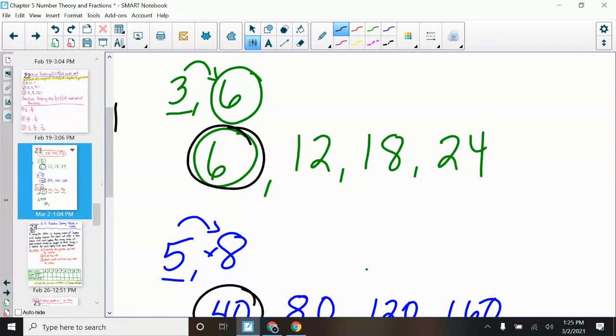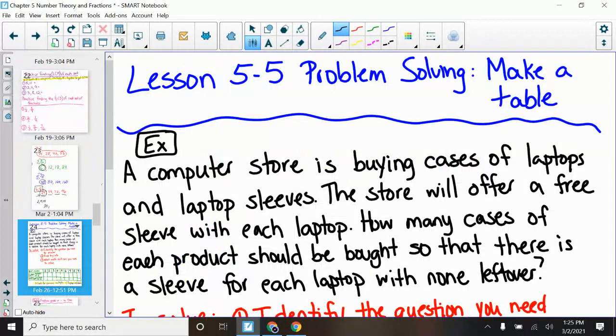So I need you to title your notes today in your notebook. Do not worry about having to write all this. All you are going to write is the stuff that you see at the top in blue, which is the title of this lesson, Lesson 5-5. This is a problem-solving lesson, which means we're going to see word problems. But in order to solve these word problems, we are going to make tables.